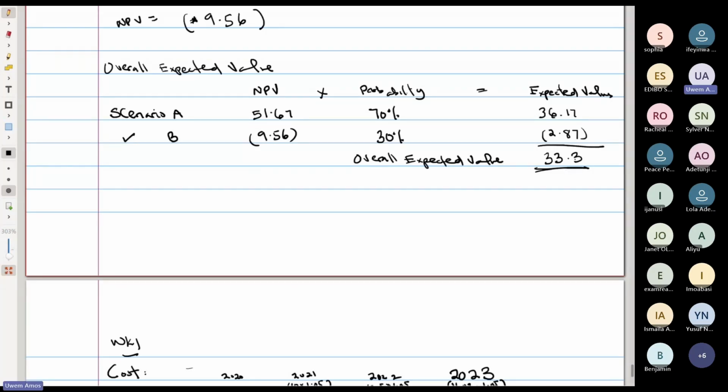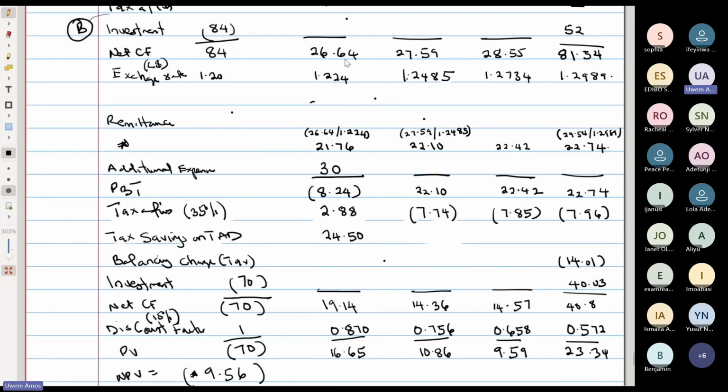Any question on the overall expected value? Okay, so that's pretty straightforward. We just multiply the values by the probability. That's what expected value is about. Okay, so let's get right back to our question. What's the next one?